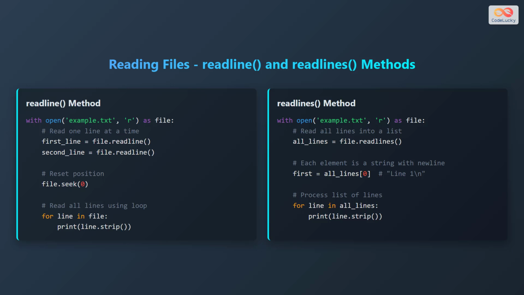On the right, we have readlines, which reads all lines into a list. Each element in the list is a string with a new line character at the end. You can process this list to remove the new lines or perform other operations on each line.